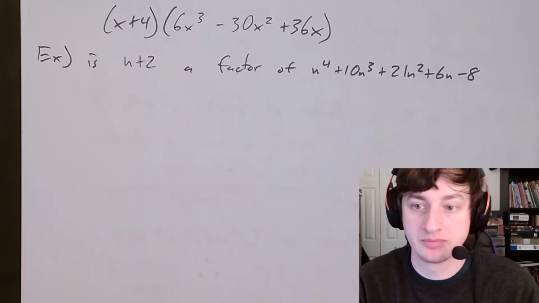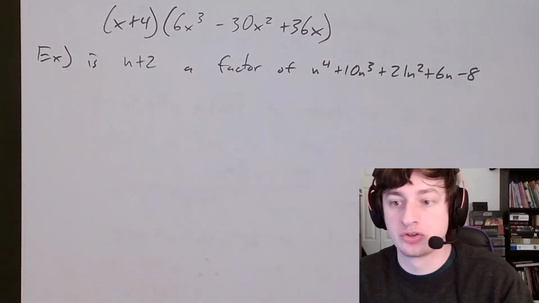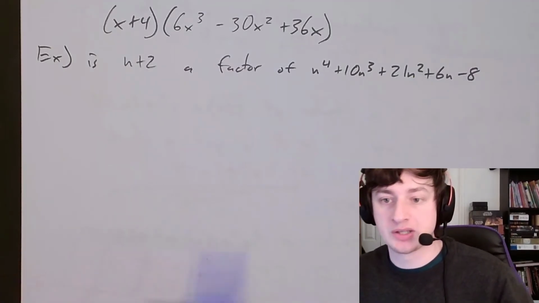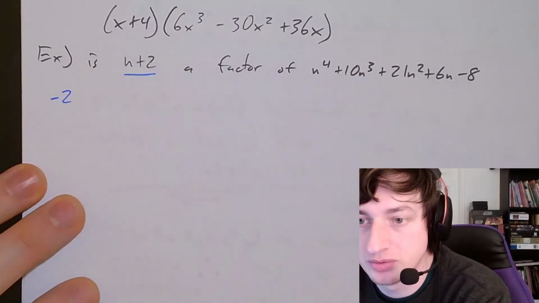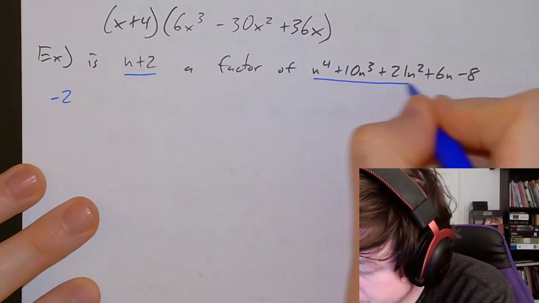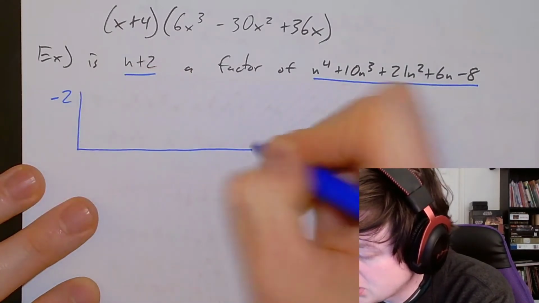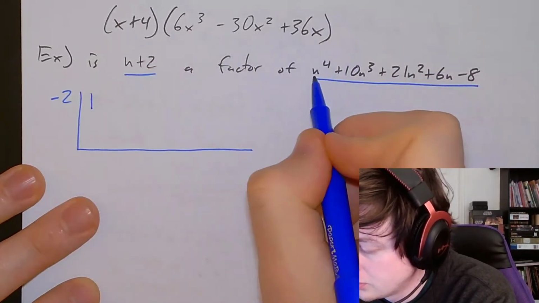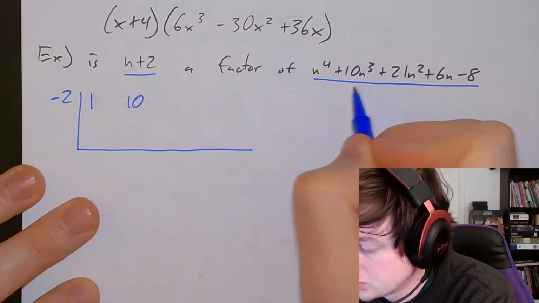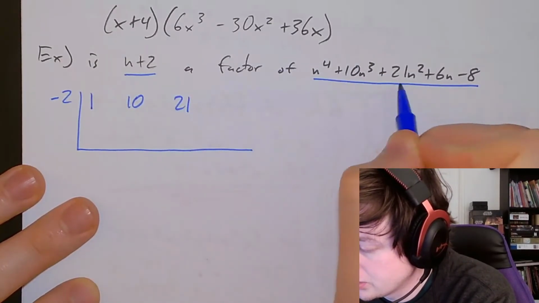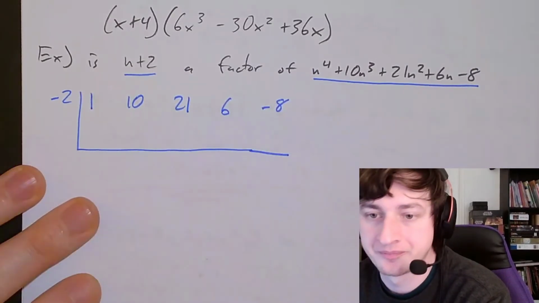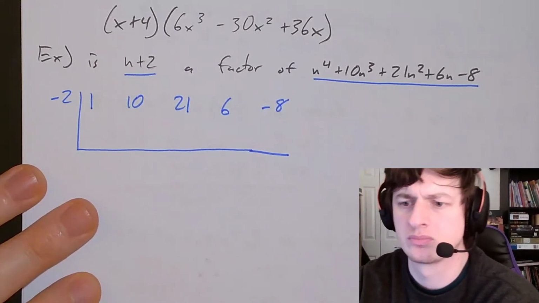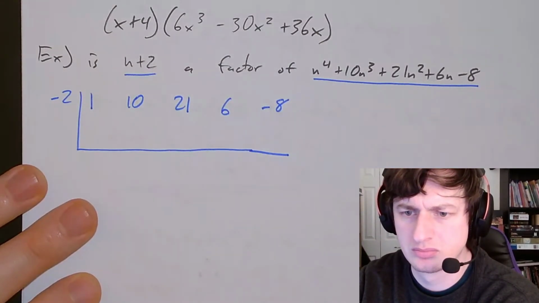We're going to get pretty good at synthetic division by the end of this chapter. So from here, we take the coefficients. We're going to use the opposite of the n plus 2, so we use -2. And then we take the coefficients of our polynomial, and they go in the synthetic division. So 1n to the 4th, 10n cubed, 21n squared, a 6n, and a minus an 8.